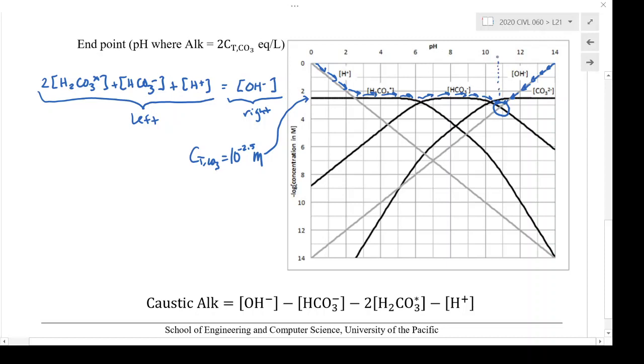So this equation is satisfied at about a pH of 10.8. And that is my endpoint for the caustic alkalinity.